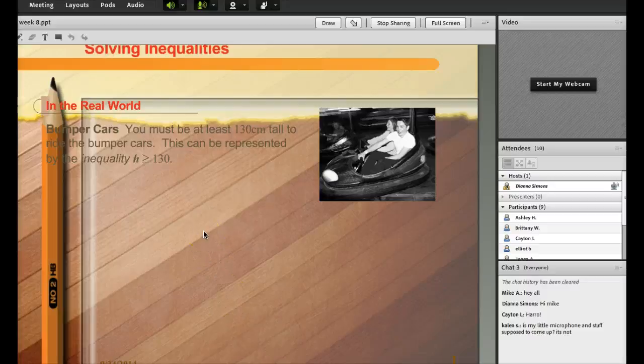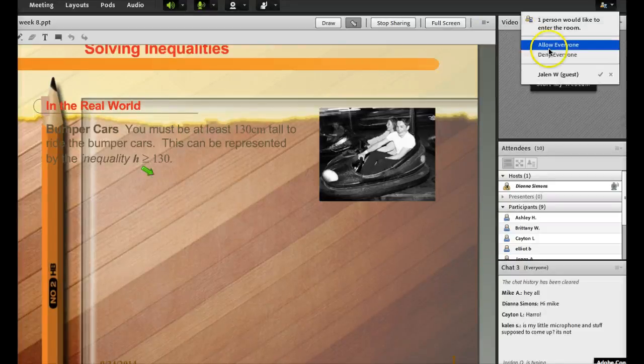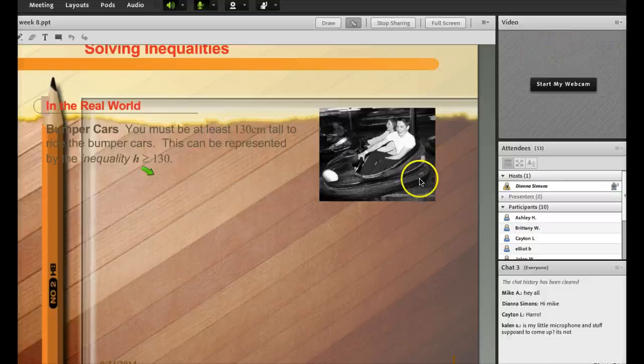Okay, so in the real world, bumper cars: you must be at least 130 centimeters tall to ride the bumper cars. All right, everyone look at this. Do you agree this is how you would represent this? No. Why? Because you have to be 130, and it's not facing the 130. If it were facing the 130, what is not facing?